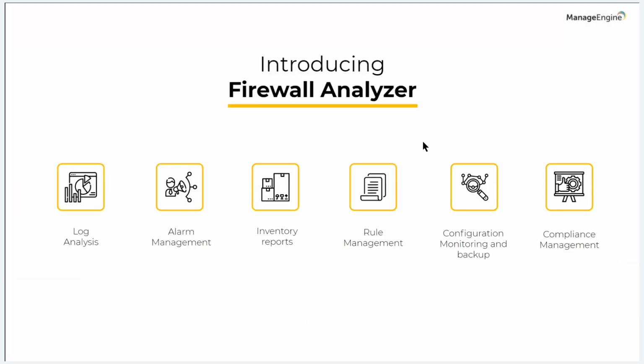Introducing Firewall Analyzer. This is a policy, log, and configuration monitoring tool which helps in log analysis. That is, it helps to generate in-depth log reports which you can keep track of your security and traffic logs. It has alarm management, which helps you to notify about security and bandwidth anomalies in real time. And then it has inventory reports which contain details about each individual firewall device and all their performance metrics. And you also have rule management. That is, this feature helps you to manage all the firewall rules in addition to optimizing their performance.